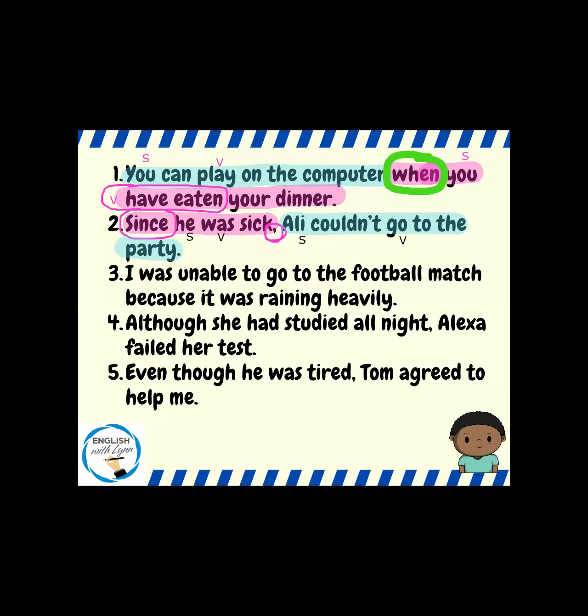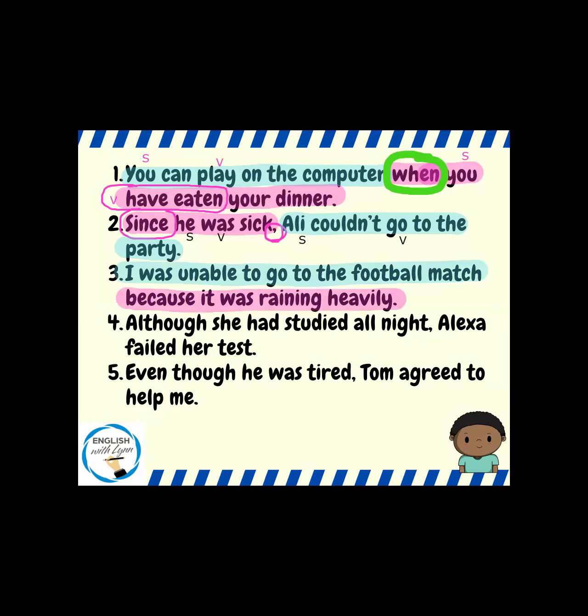Now, I'm searching again for my conjunction. I was unable to go to the football match because it was raining. I know, I've spotted it. So I'm looking there. I have got my because. So because it was raining heavily. That doesn't make any sense on its own, because it was raining heavily. So that bit is my subordinate clause. It needs the main clause for it to make sense. And I was unable to go to the football match because it was raining heavily.